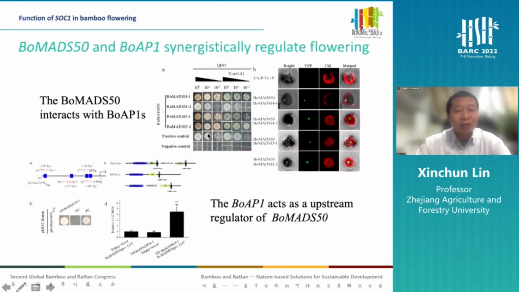We also found that BO-MAS50 can interact with BOAP1, another flowering-related gene. And BOAP1 can act as an upstream regulator of BO-MAS50. BO-MAS50 and BOAP1 synergistically regulate flowering.